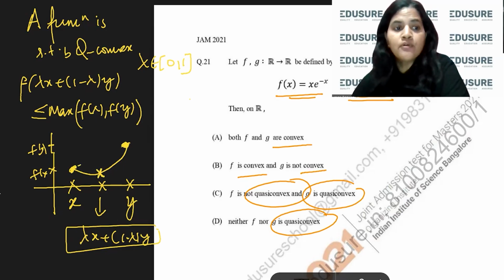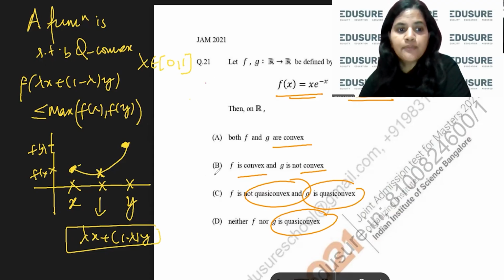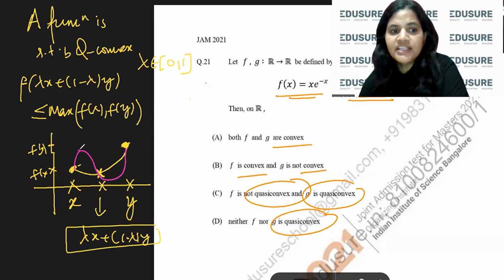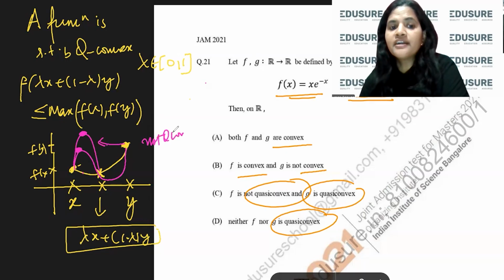That means, suppose my graph goes like this, then you can see that at this particular point, or let me make it larger like this. So at this particular point, this value is greater than the maximum value. So this will not be quasi-convex.